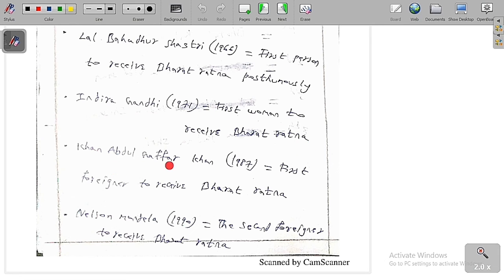And Khan Abdul Ghaffar Khan, in the year 1987, was the first foreigner to receive the Bharat Ratna. He is from Pakistan. And Nelson Mandela, in the year 1990, was the second foreigner to receive the Bharat Ratna award.